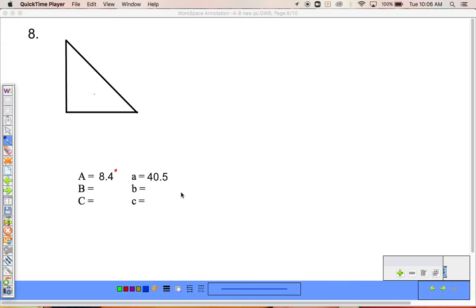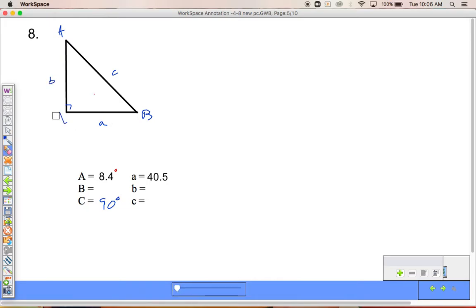All right, guys, let's finish up this lesson. So I have angle A at 8.4 degrees, side A at 40.5. When we did this before, we said that C is our 90-degree angle. C is opposite. I always like putting A at the top, B on the side, so I have little a and little b. And I know that little a is 40.5. Right. So, we get our 90-degree angle for free.